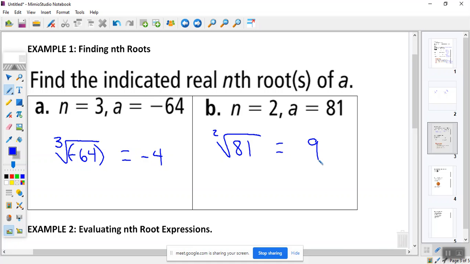It says, is my index odd or even? If your index is even and you have a positive number down here, you really have not just one solution, but two solutions, because what else is going to work here? Yeah, so you put plus or minus 9 on that. Okay? All right, example 1. You okay with this? If I say find the nth root of a value, can you do it?